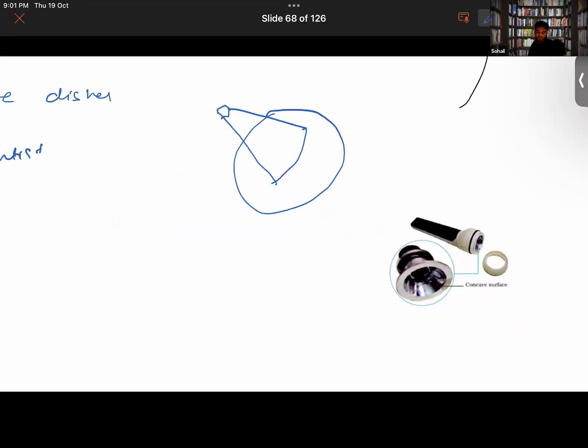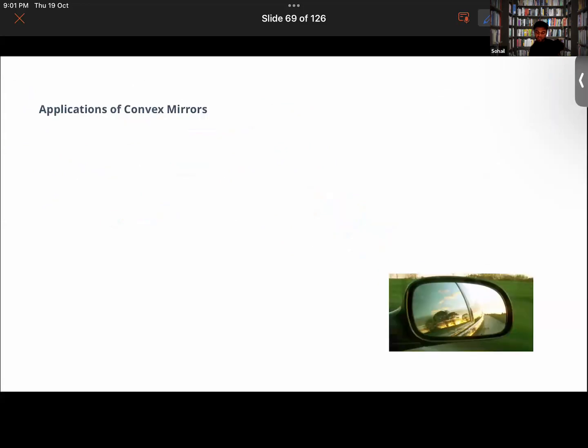Got it. Okay, then talking about the application of the convex mirror. Convex mirrors are the rear view mirrors installed in vehicles, because, as we know, the image formed by a convex mirror is diminished.